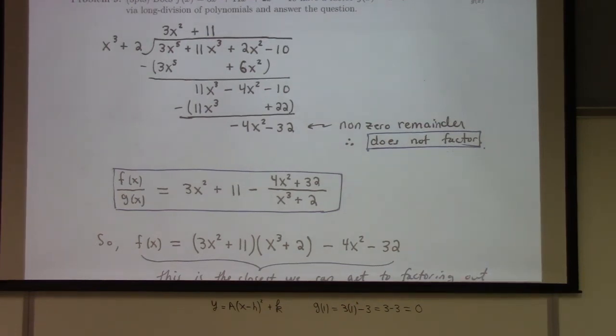So here, we have x to the 5th plus 11x cubed plus 2x squared minus 10. The question is, does it have a factor g of x equals x cubed plus 2? So I said calculate f of x over g of x via long division of polynomials and answer the question. We have to do long division here. Synthetic division is not even an option because in order to do synthetic division, you have to have a divisor which is linear. It's just something of the form x plus c, or x minus c, I should say. And that's not the case here.